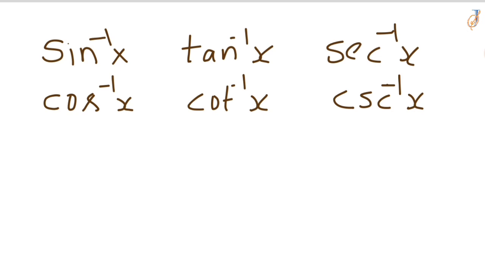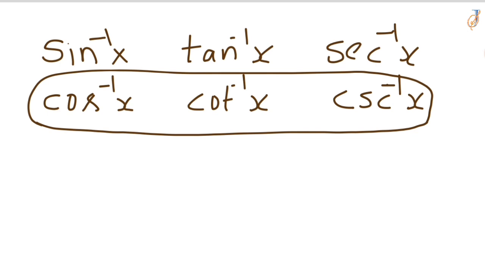Here we are following a few steps. Step 1. Write all C functions on the right hand side. So we have the C functions: cos inverse, cot inverse, cosecant inverse. So write all C functions on the right hand side. So we are finding derivatives.